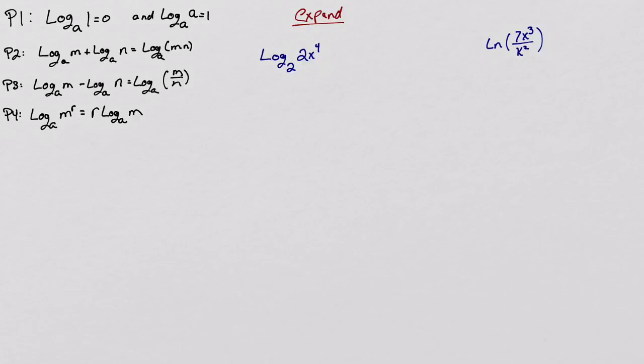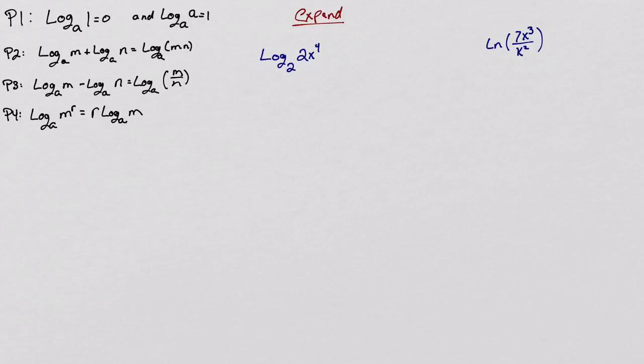Alright guys, so we're going to talk about expanding logarithms. I've written the four basic properties that you really need to expand logarithms. I'm going to call them P1, which is going to be log base a of 1 equals 0, as well as log base a of a equals 1.